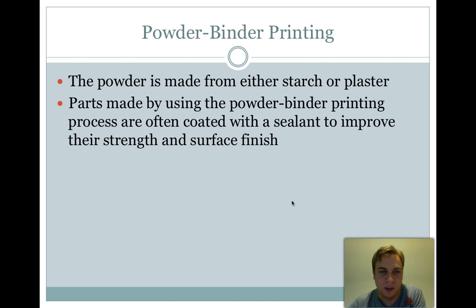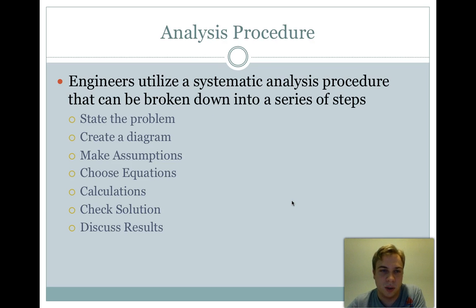Powder binder printing. The powder is made from either starch or plaster. Parts made by using the powder binder printing process are often coated with a sealant to improve their strength and surface finish. Analysis procedure. Engineers utilize a systematic analysis procedure that can be broken down into a series of steps. State the problem, create a diagram, make assumptions, choose equations, calculations, check solution, and discuss results.